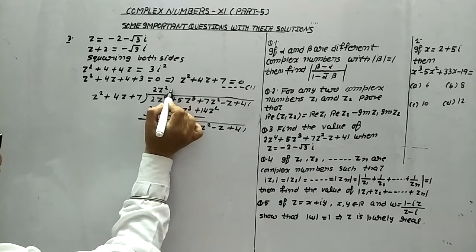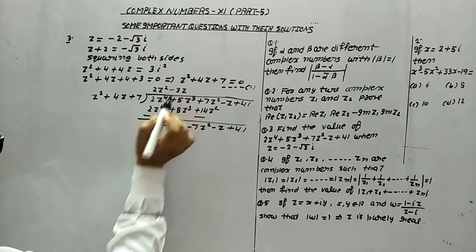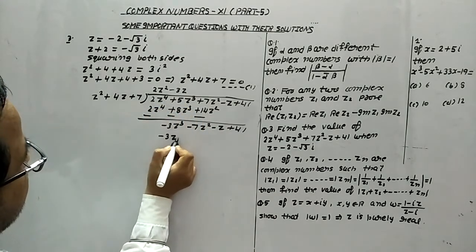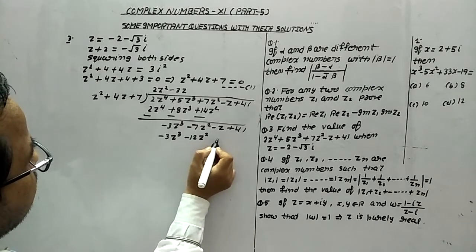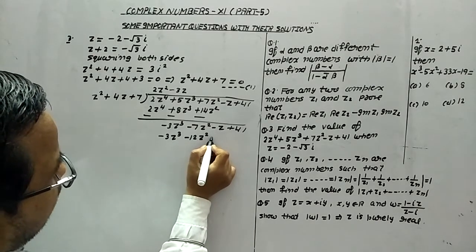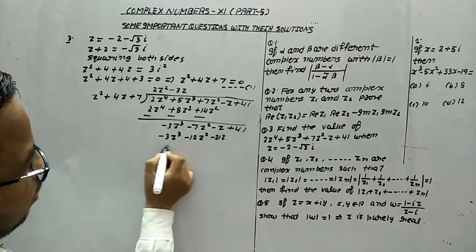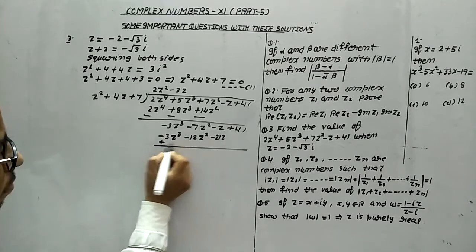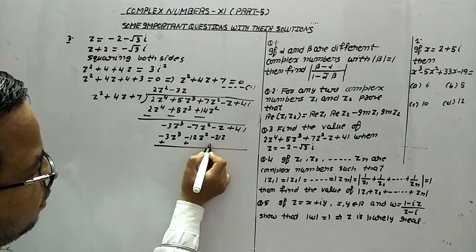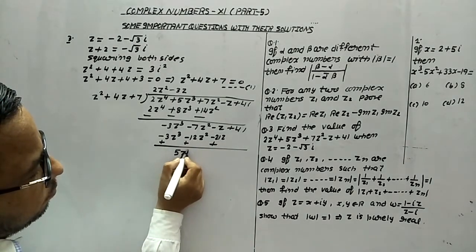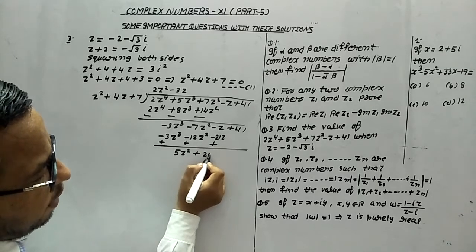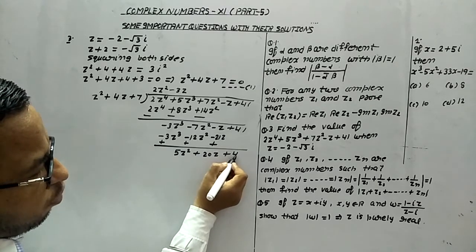Now by which number it should be multiplied? Minus 3z. So this becomes minus 3z cube minus 12z square, and this is minus 21z. We are doing this long division. This becomes plus, this is plus, and this is plus. So this becomes 5z square, this becomes plus 20z, and this is plus 41.